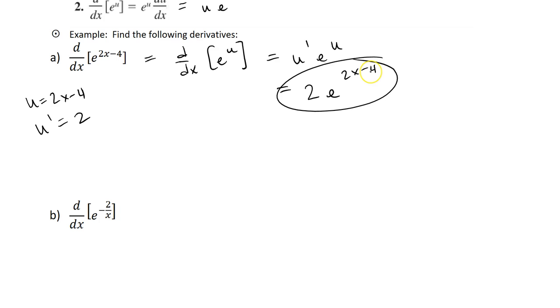Notice the exponent didn't change. A lot of students have the tendency to want to take the derivative of the exponent, but the derivative of the exponent goes out front. The exponent itself stays the same.